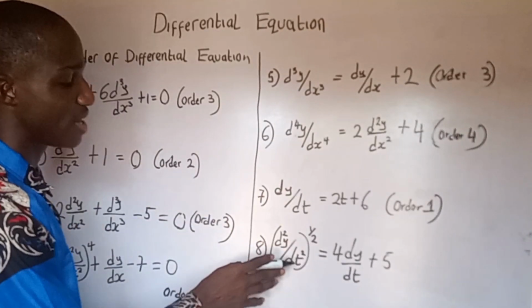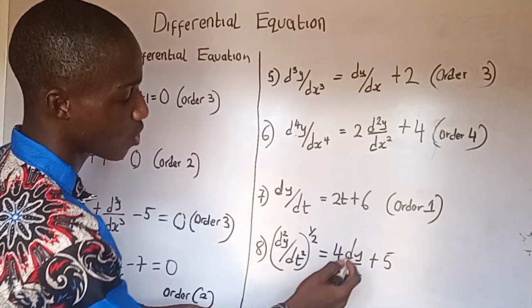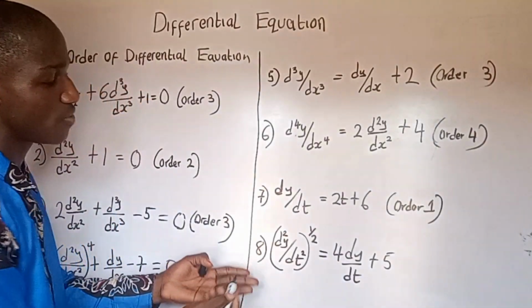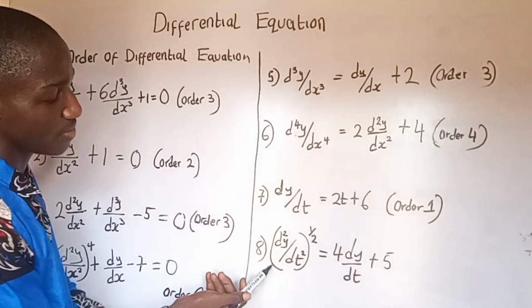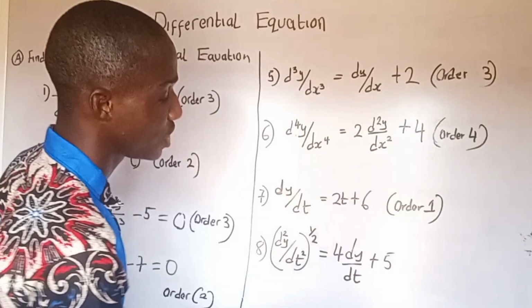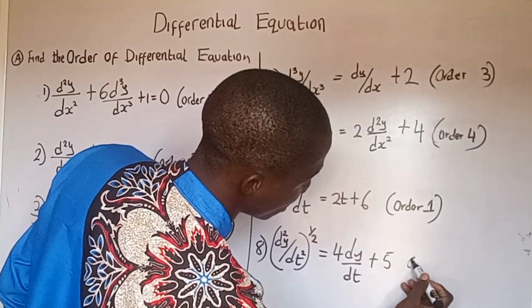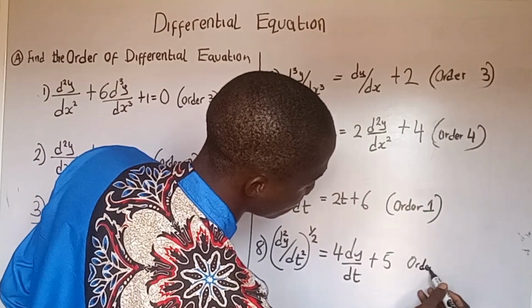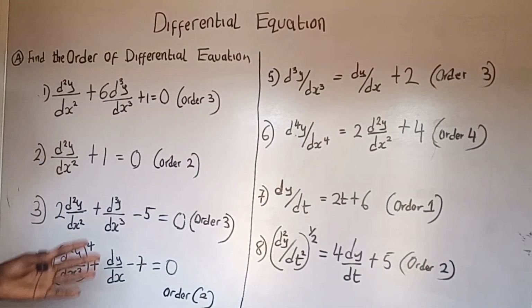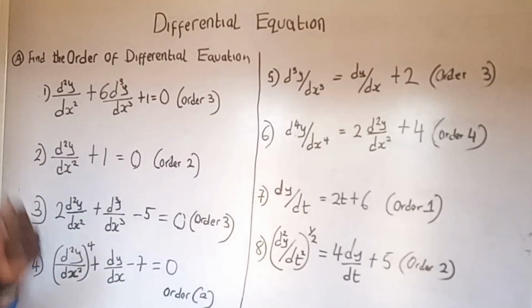I have here (d²y/dt²)^(1/2) = 4y dt + 5. Now, what is the order of the highest derivative here? The order of the highest derivative is 2. So this signifies that this equation has been differentiated twice. So the order is 2. That is how to find the order of a differential equation.